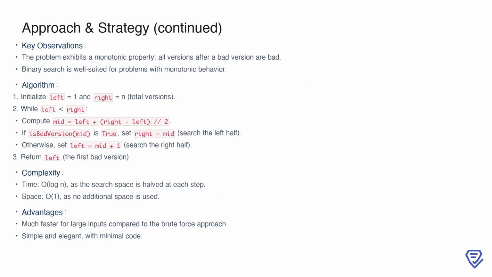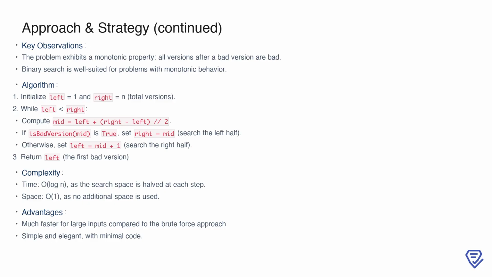The binary search approach takes advantage of the problem's monotonic property: once we encounter a bad version, all subsequent versions are also bad. This characteristic makes binary search an ideal fit, as it is designed for problems with ordered or monotonic behavior. The algorithm begins by initializing 2 pointers, left at 1 and right at n, the total number of versions. While left is less than right, we calculate the middle point mid using the formula left + (right - left) // 2. At each step, we use the isBadVersion API to check whether mid is bad.